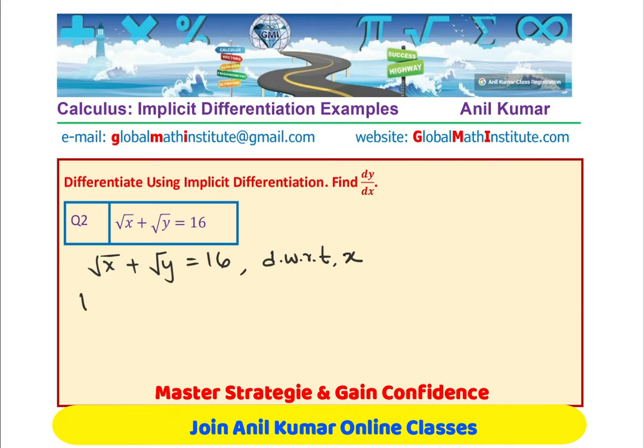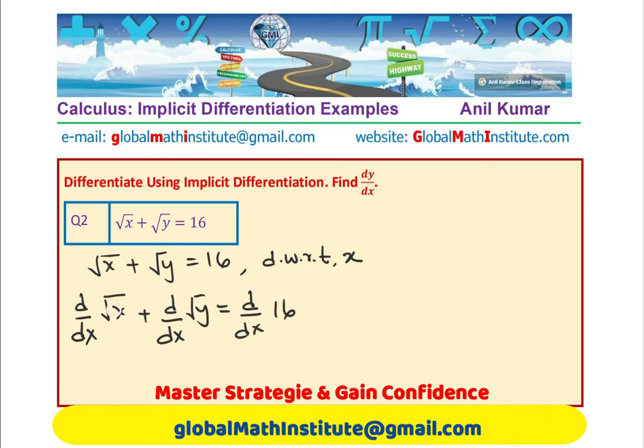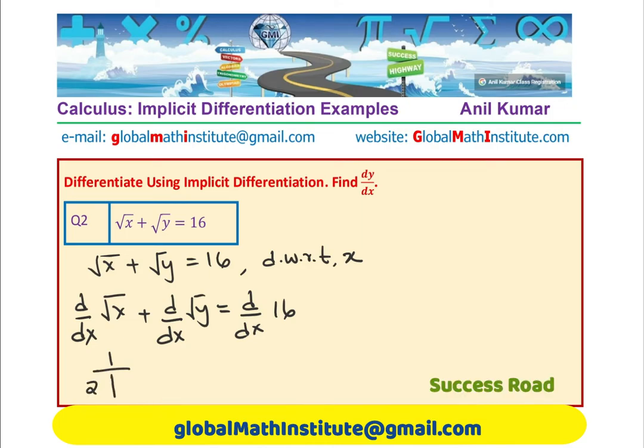So that means we are doing d/dx of square root of x. You may write x to the power of half, however, I prefer to keep it the same. d/dx of square root of y equals d/dx of 16. Now the derivative of square root of x, which you've done so many times, will be 1 over 2 square root x, right? And that of square root of y will also be 1 over 2 square root y.